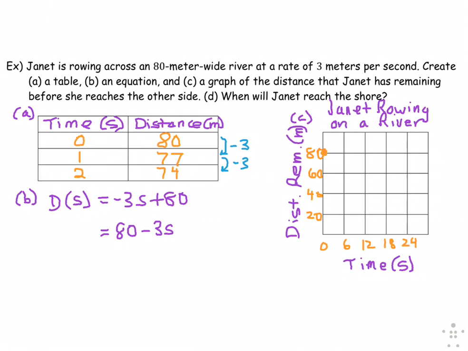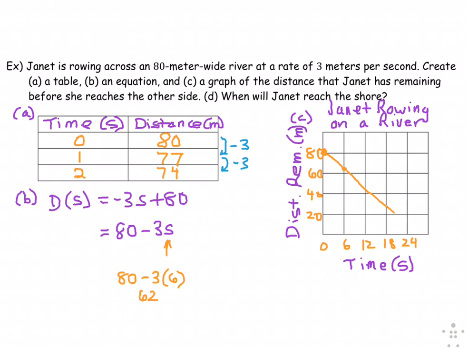I don't want to have it too close to the y-axis, so I'm going to think about what would happen if I substitute in 6. So I substitute in 6 into s. I get 62. Plot that data point. It's a line, so I connect the dots.